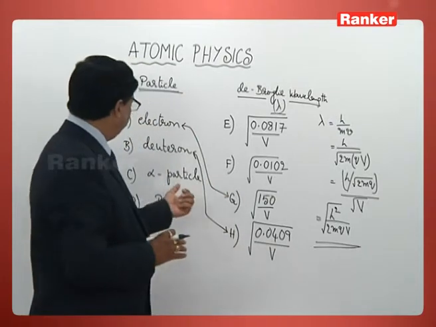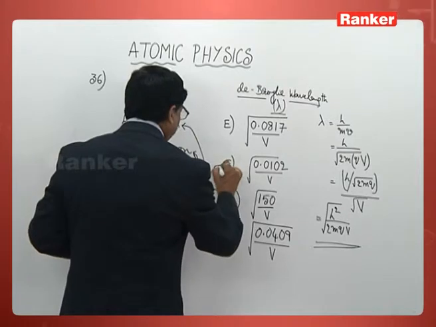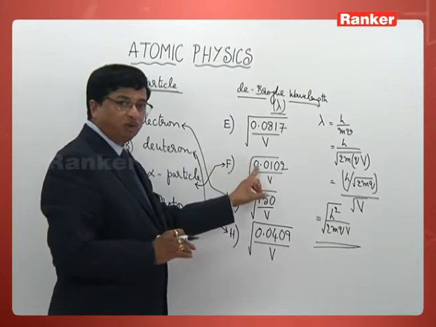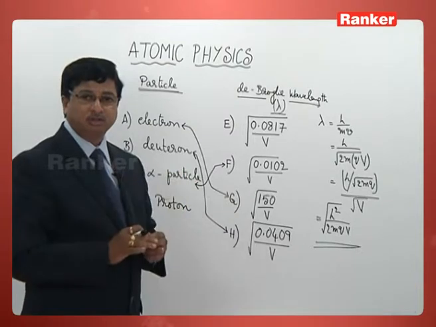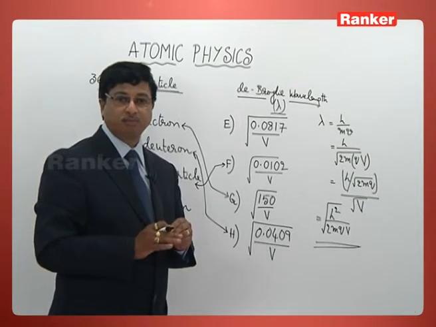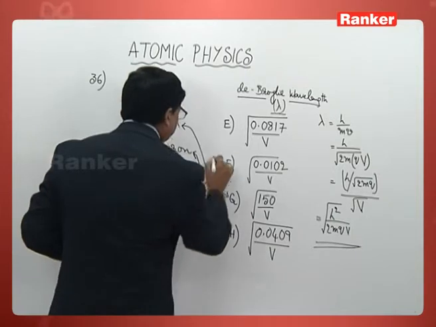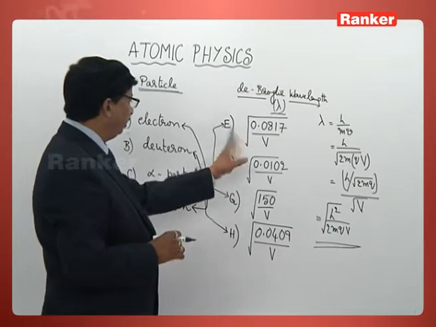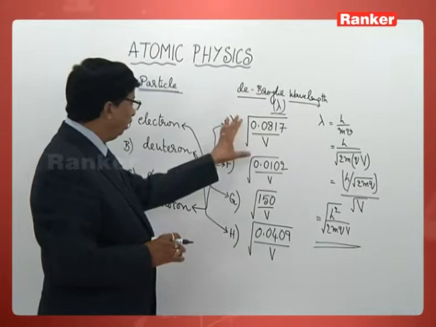And of course for this C, for alpha particle, it is going to be F. So for alpha particle, what will be the value? 0.0102 whole over V, whole under root. Better remember this value directly; that's my advice to all of you. And coming to the last, what is left? For a proton, it is going to be 0.0817 whole divided by V, so square root of 0.0817 whole divided by V.